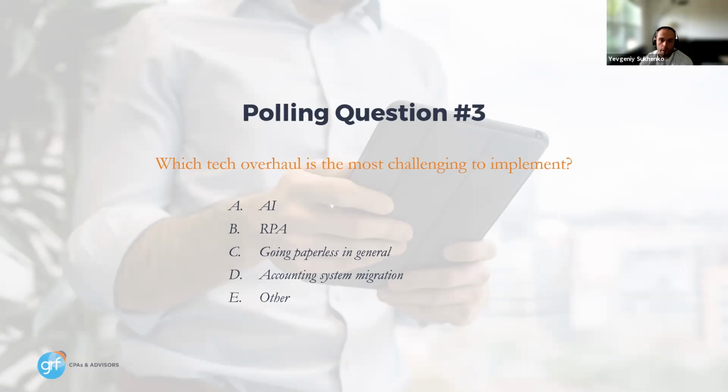And with that, we have now reached our third polling question. And it is, which tech overhaul is the most challenging to implement, in your opinion? Is it AI, which again stands for artificial intelligence, RPA, which stands for robotic process automation? Is it going paperless in general? Maybe an accounting system migration, or is it something else?